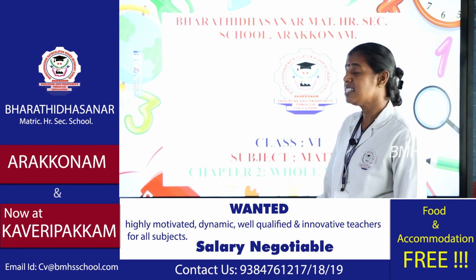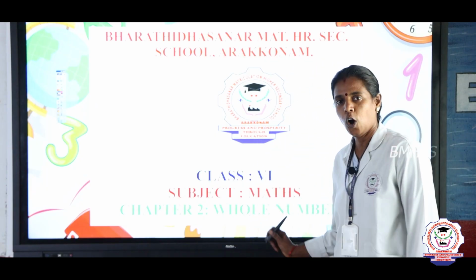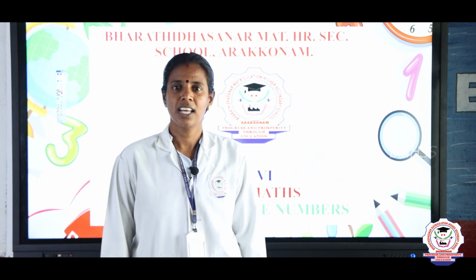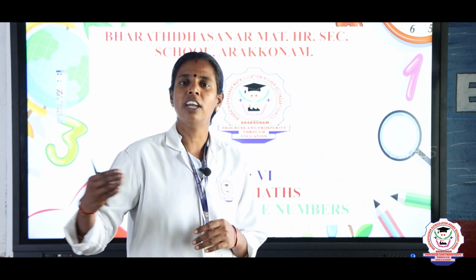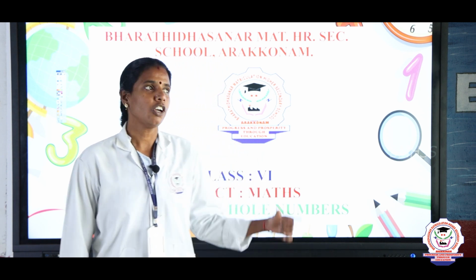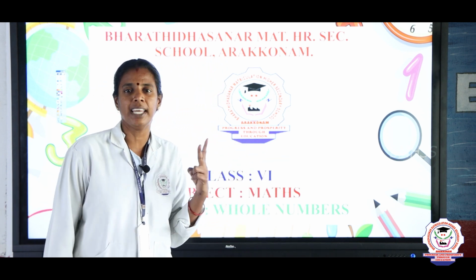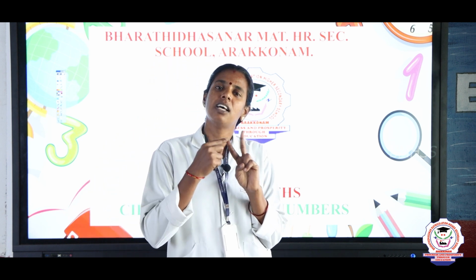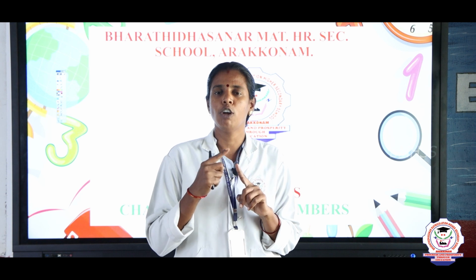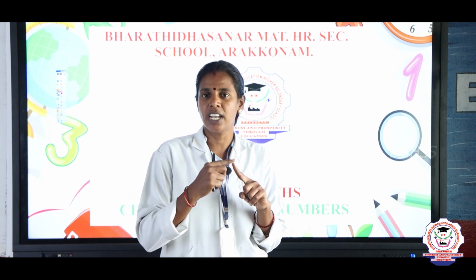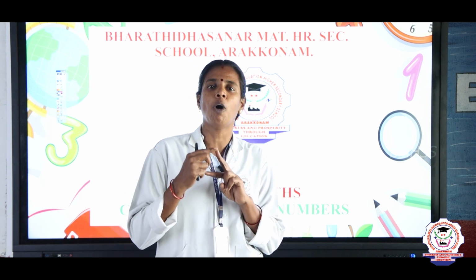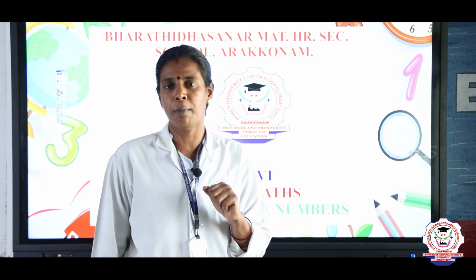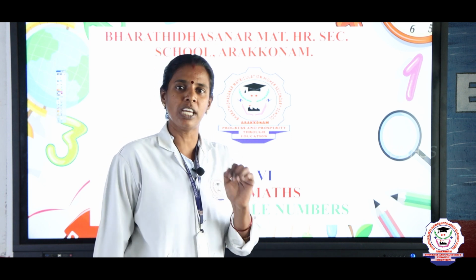Today we are going to see 6th standard maths, second chapter, whole numbers. So what is a whole number? 0, 1, 2, 3, 4 are called whole numbers. In whole numbers we have seen two properties, closure property and commutative property, and they are satisfied for addition and multiplication. Closure property is satisfied for addition and multiplication in whole numbers, and commutative property is also satisfied for addition and multiplication in whole numbers. Next we are going to see associative property.